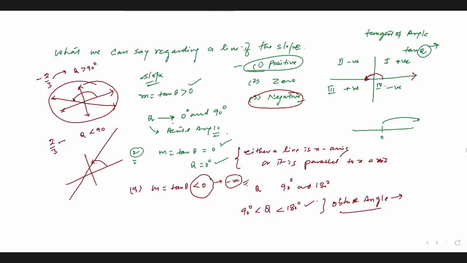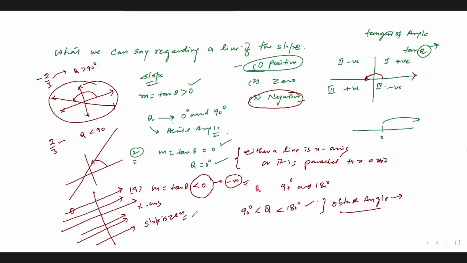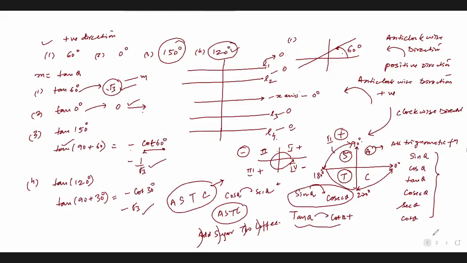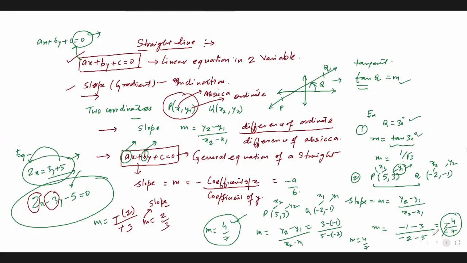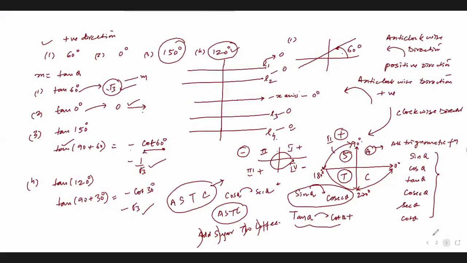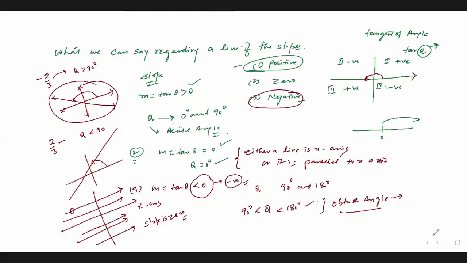Third thing is that if my angle is 0, then it may be the x-axis. This is my x-axis, or any line which is parallel to the x-axis. So all these lines have a slope that is 0. So basically in these slides, we have learned about the slope of a straight line, that is also called a gradient, that is also called an inclination.